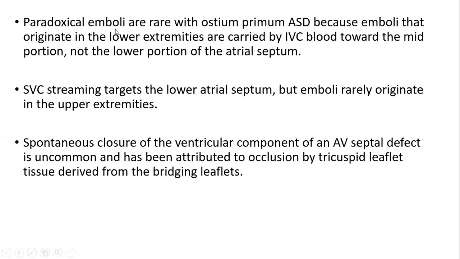Paradoxical embolism is also very rare because usually the clots will be found in the lower limbs and the pelvic veins, and this blood is carried through the IVC, and usually IVC blood is directed to the mid part or the lower part of the septum. The SVC blood is directed towards the ostium primum into the left atrium, but the chance of formation of clots in the upper extremity is very low. That's why paradoxical emboli are less in case of primum type of ASD.